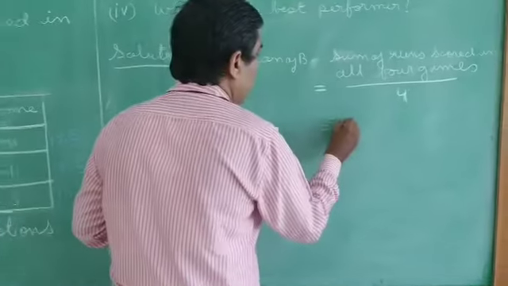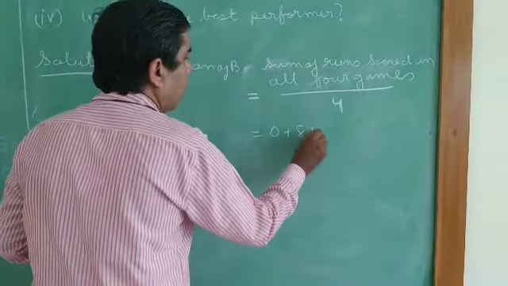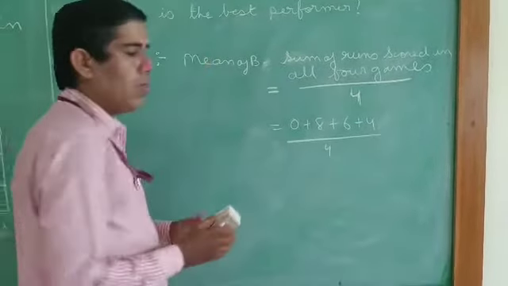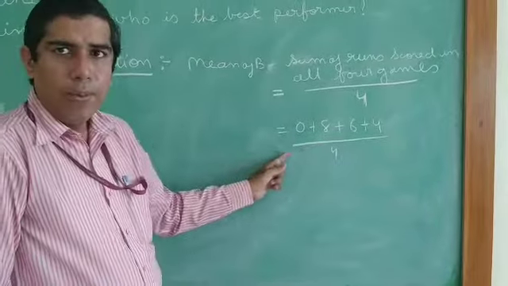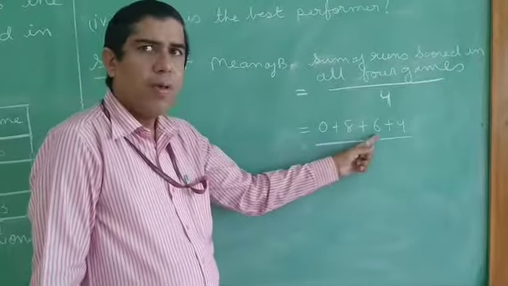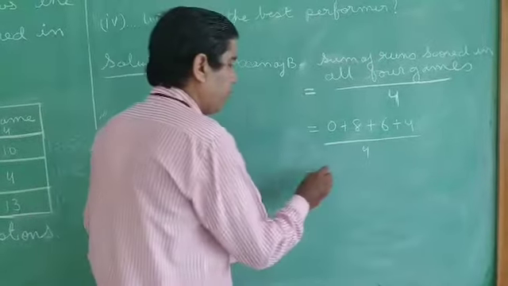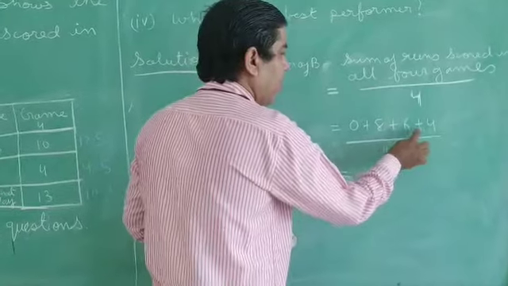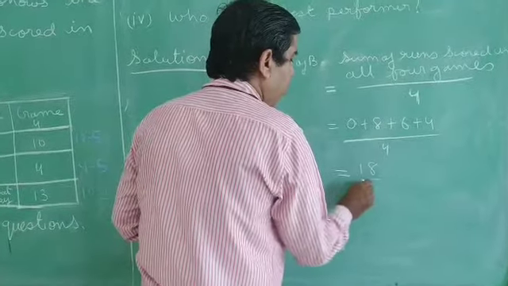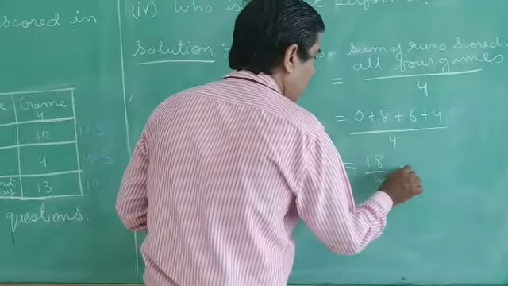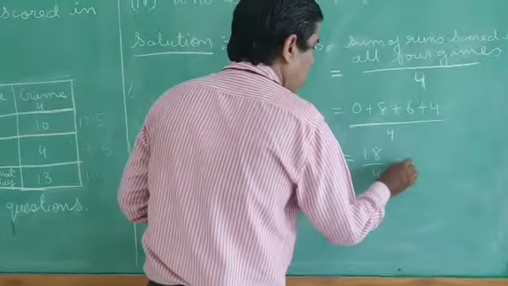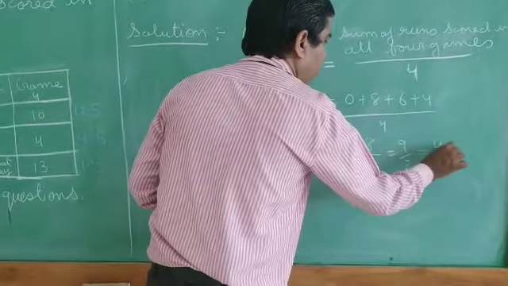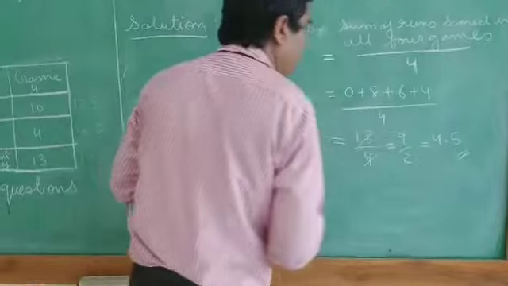So I am writing here 0 plus 8 plus 6 plus 4 upon 4. So what is the answer? 0 plus 8, 8 plus 6, 14, 14 plus 4, 18. 18 upon 4. The answer is coming here, it will be 9 by 2, and 9 by 2 means 4.5. So 4.5 is the answer.